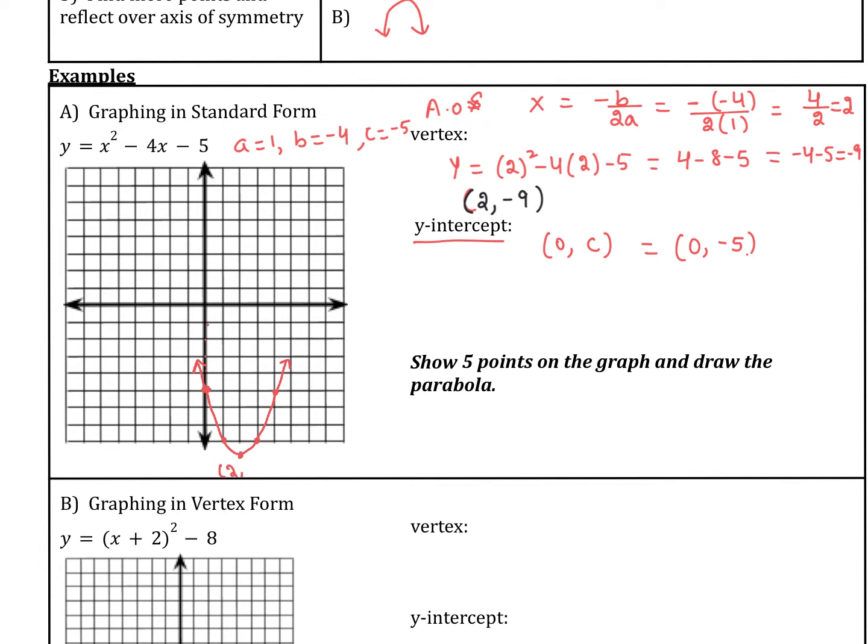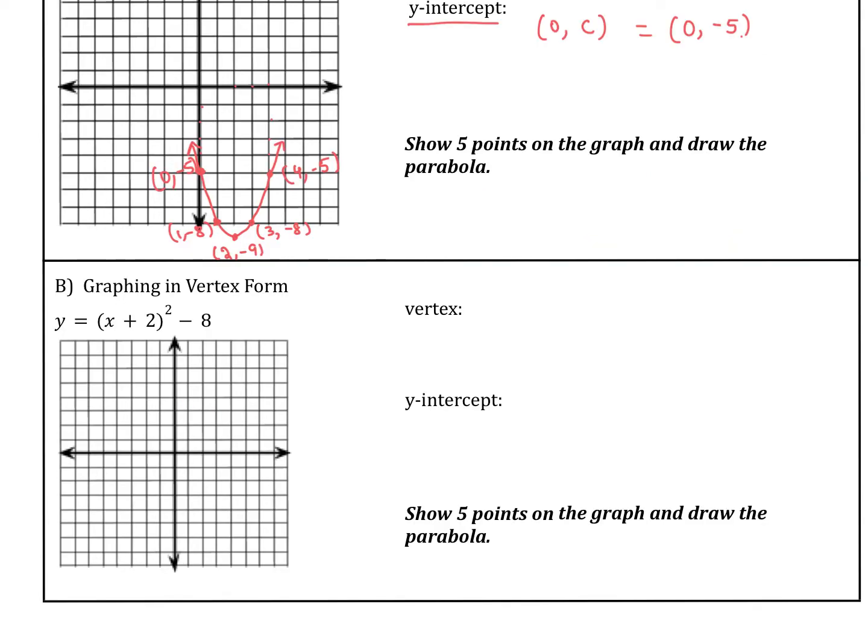One is 2 comma negative 9, 3 comma negative 8, and this one is 4 comma negative 5, and on the other side you have the same type of points, 1 comma negative 8. So we have 5 points to show on the graph.